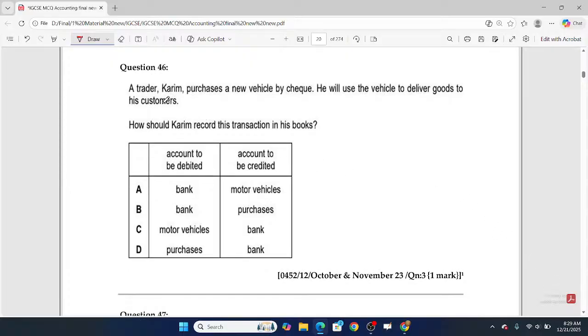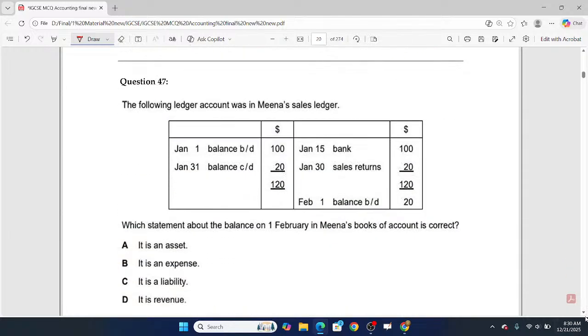Now, a trader Karim purchases a new vehicle by check. He will use this vehicle to deliver goods to his customers. How should Karim record this transaction in his books? The vehicle and bank is the correct one. He will use the vehicle to deliver goods to his customers, okay, no issues. How should Karim record this transaction? Vehicle should be debit and bank should be credit, which is the correct one. So C is the correct one.